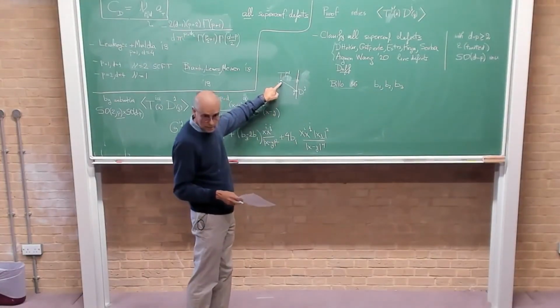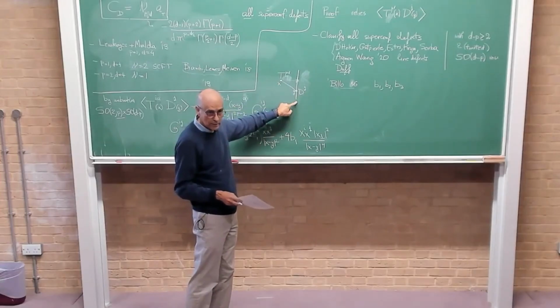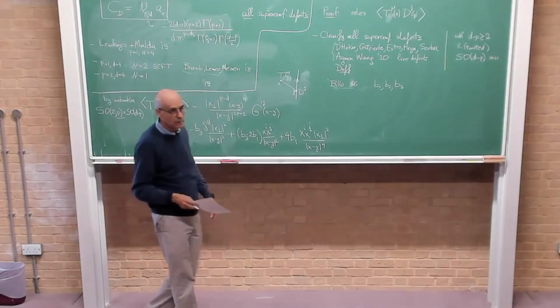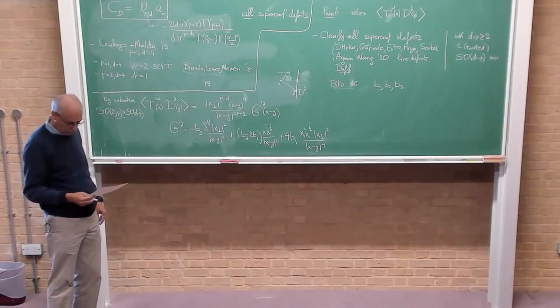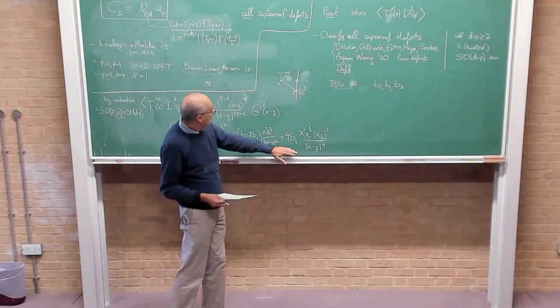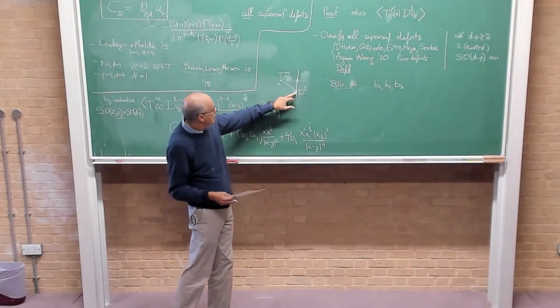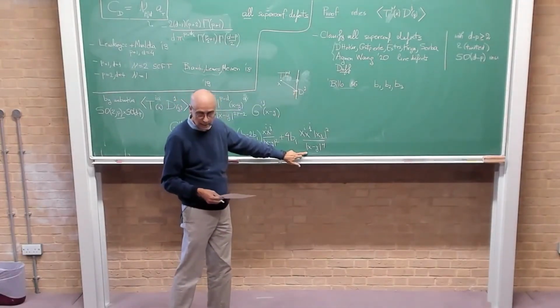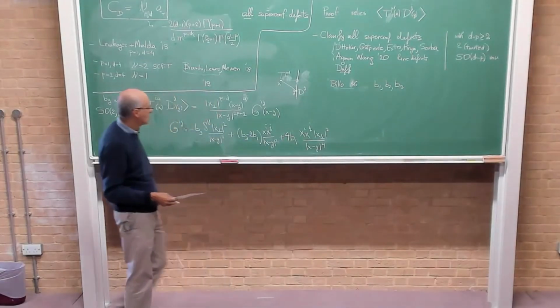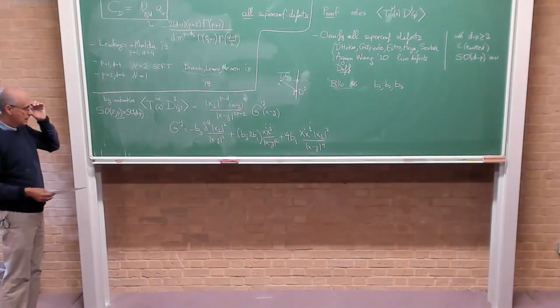Yeah, x is outside the defect, y is on the defect. No, it's a bulk to boundary two-point function. Now notice the leading light cone singularity, x minus y to the fourth, and this will play a role when we discuss radiating charges.